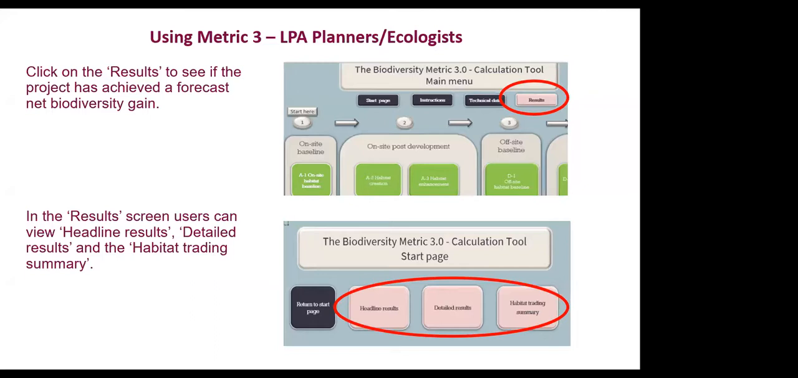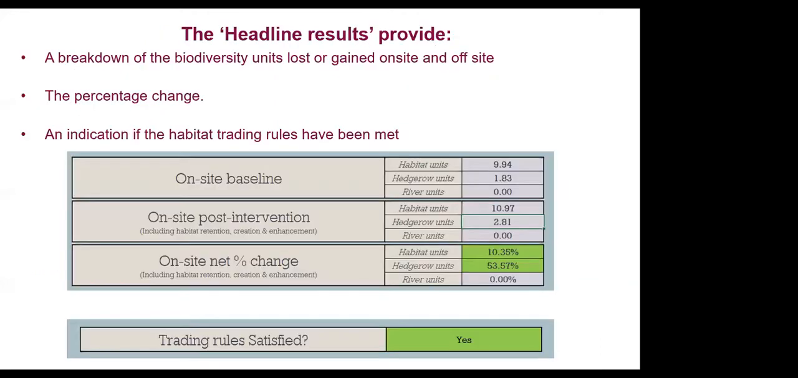So it'll be a question of popping to the main menu, clicking the results button you can see highlighted there at the top right of the screen. And that will open up a mini results menu. And the results are displayed in 3 different ways. So we've got headline results, which is just a little snapshot. We've got detailed results, which give the more detailed changes on a habitat by habitat basis, and a trading summary, which details how the habitat trading is complying with the rules that I mentioned earlier on, and whether there's any changes that are needed as a result or whether it's fine. So we'll run through each of those briefly going forward.